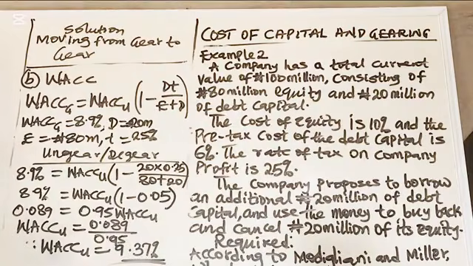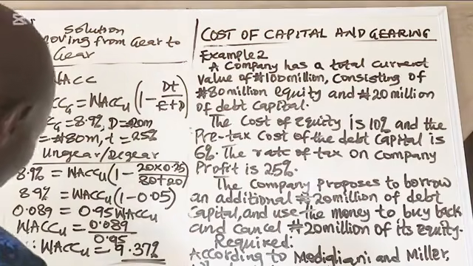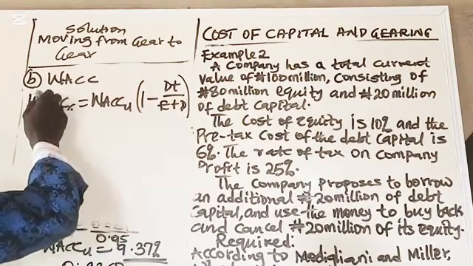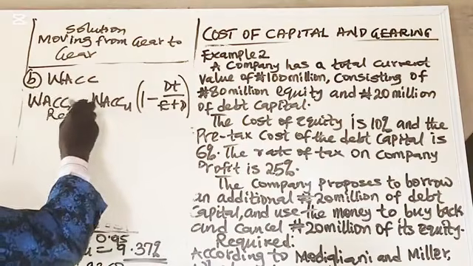Remember, 3 steps were given to you. The first step is to ungear. After you have ungeared, the next step is to regear before you can use your WACC in investment appraisal. Now that you've gotten the WACC of an ungeared company, the next step is to regear again. So we want to regear.